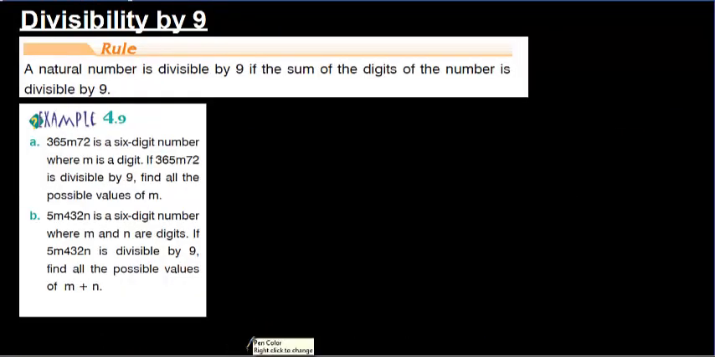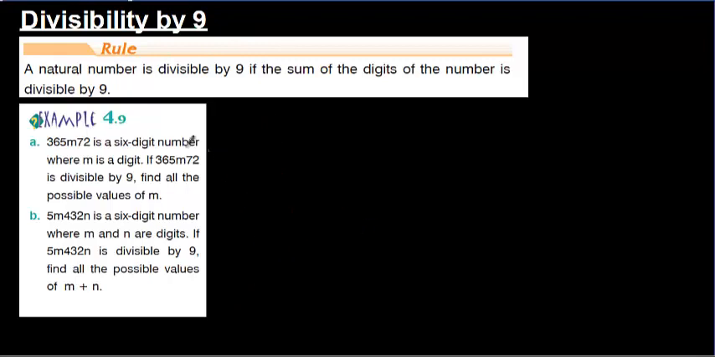Divisibility by 9 is similar to divisibility by 3, that's why it's a bit easier. For a natural number, if the sum of the digits is divisible by 9, then it's divisible by 9. It's like 3: if the sum of digits is divisible by 3, it's divisible by 3. We are going to accept it like that, and with respect to that, understanding the divisibility by 9 is easier.